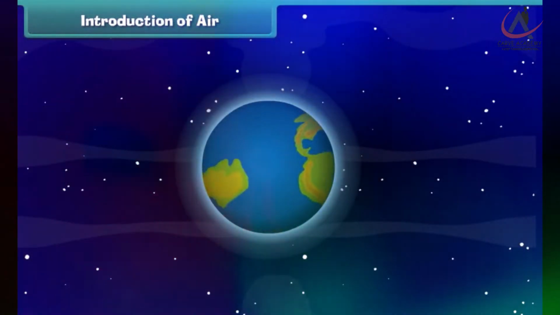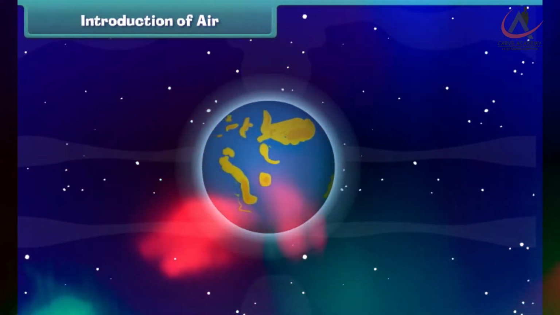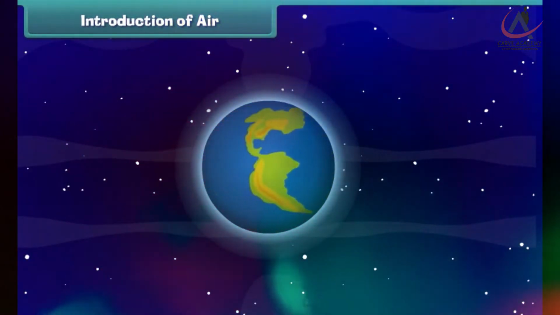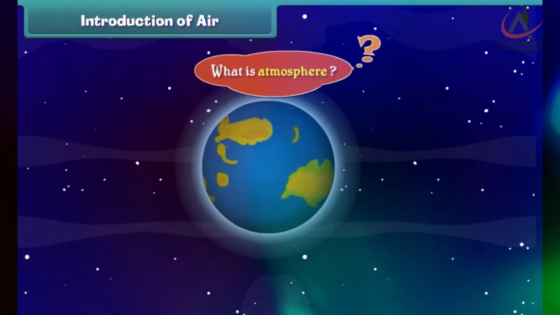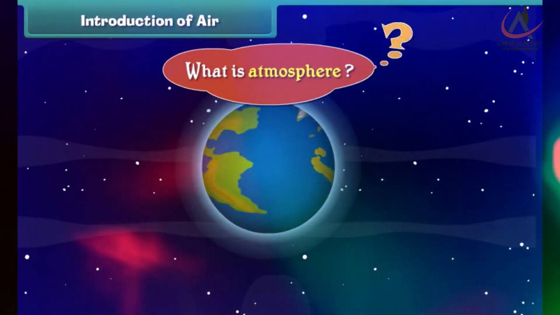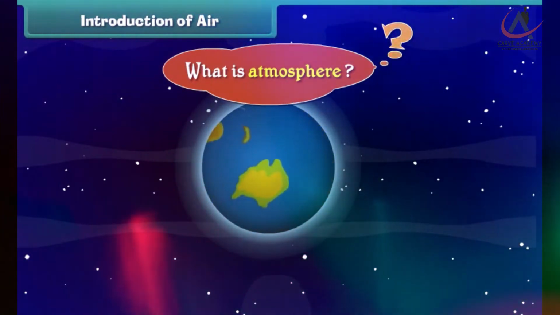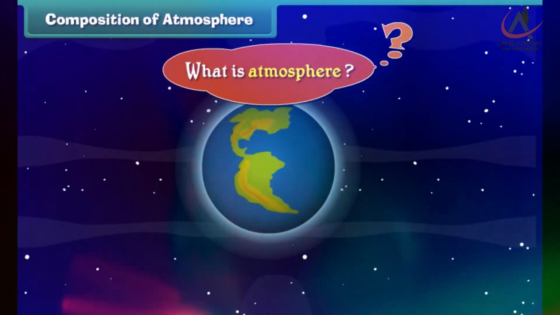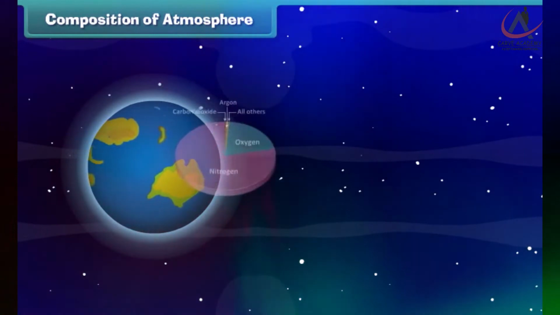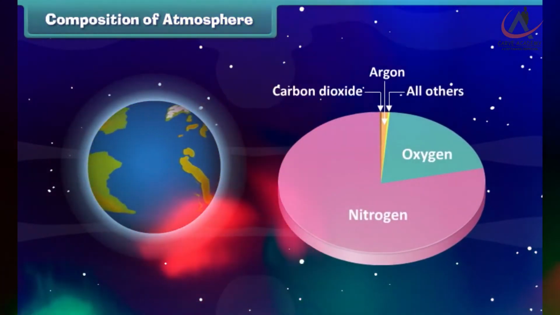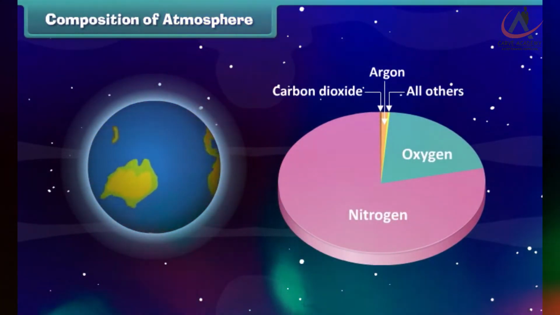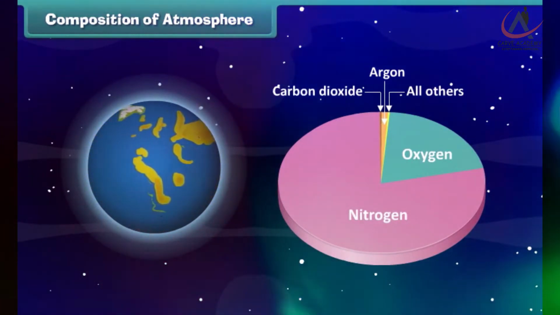Do you know the atmosphere surrounding Earth is full of air? But what is this atmosphere? Come along to know. The atmosphere is made up of a mixture of gases, primarily nitrogen and oxygen, that wrap around the Earth like a blanket.